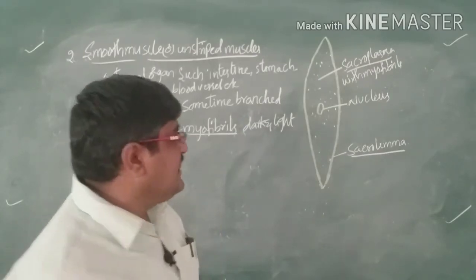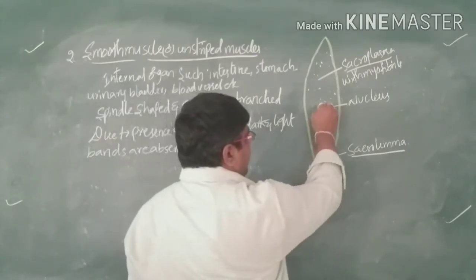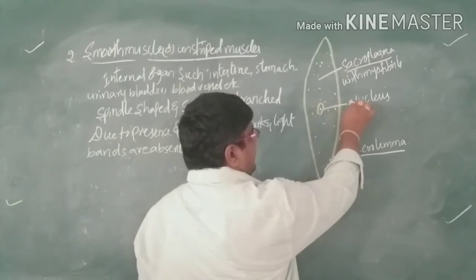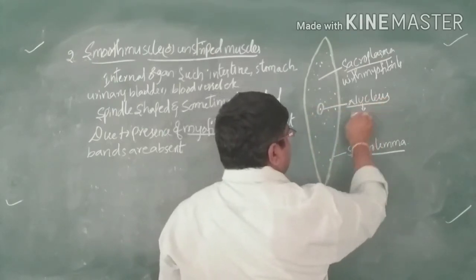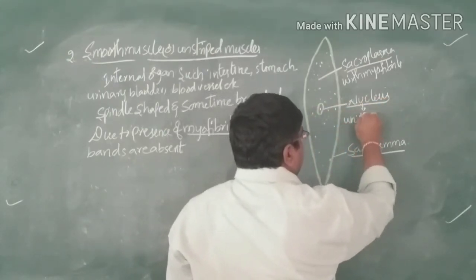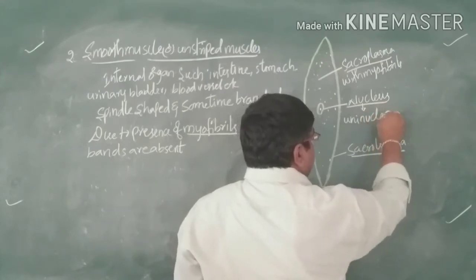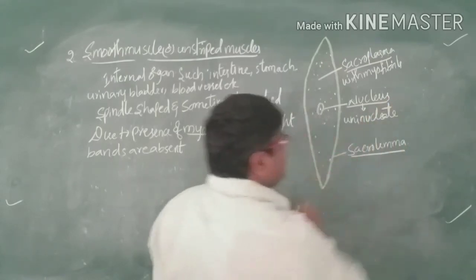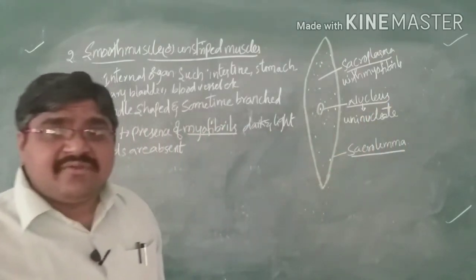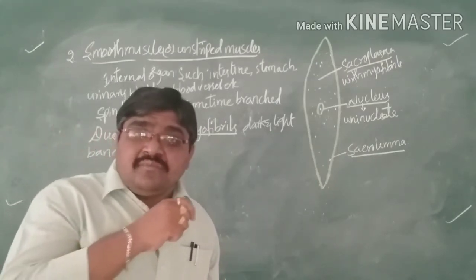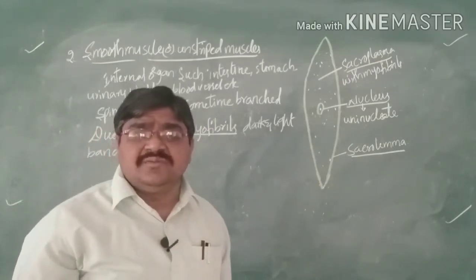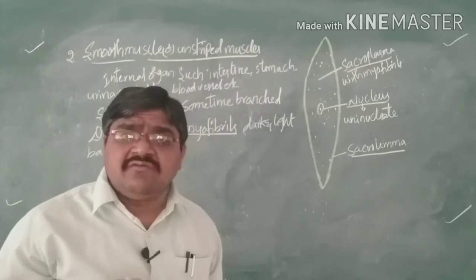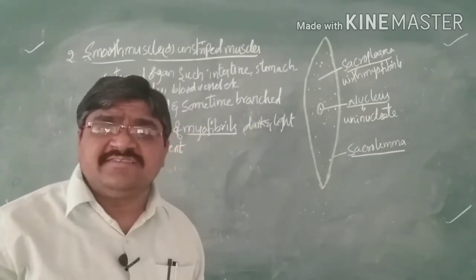Here, a centrally placed nucleus is present. These cells are uninucleated, and they are present in internal organs. Due to their presence in internal organs, we can call them smooth muscles.